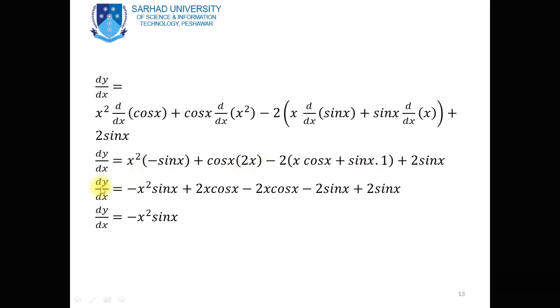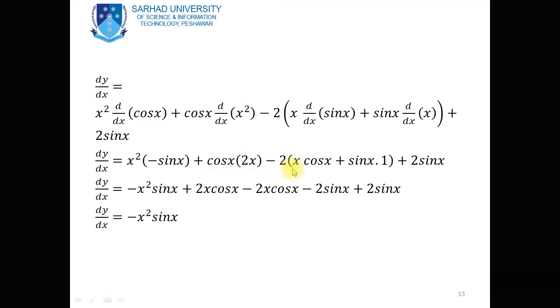Now after simplification we obtain dy by dx is equal to minus x square sine x plus 2x cos x minus 2x cos x minus 2 sine x plus 2 sine x. Minus 2 sine x and plus 2 sine x cancel. Similarly minus 2 cos x and plus 2 cos x cancel. So we obtain the derivative of the function is equal to minus x square sine x.